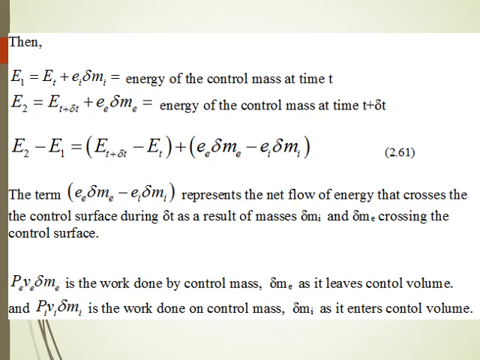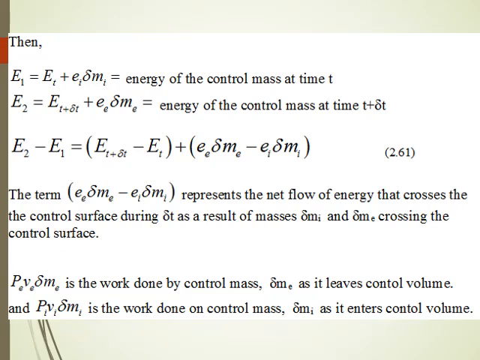So E2 minus E1 will give us Et plus delta t minus Et plus EE del me minus EI del mi. Now this term EE del me minus EI del mi is representing the net flow of energy that crosses the control surface during delta t as the result of masses del mi and del me crossing the control surface. So basically EI del mi is representing the energy inflow and EE del me is denoting the energy outflow. So the net flow of energy across the control surface is EE del me minus EI del mi.